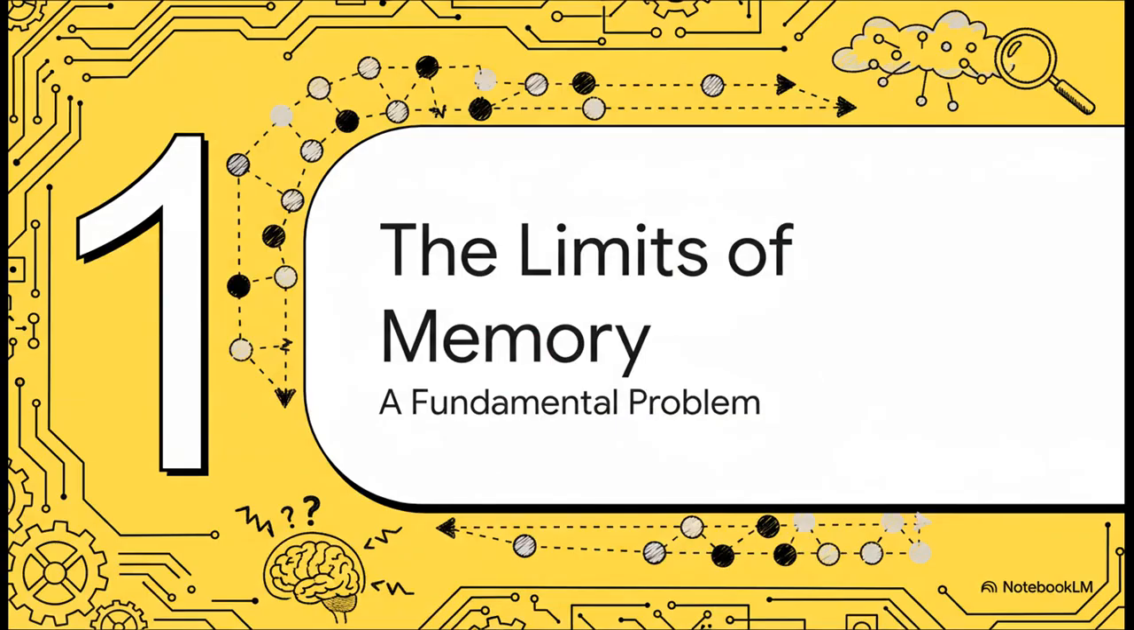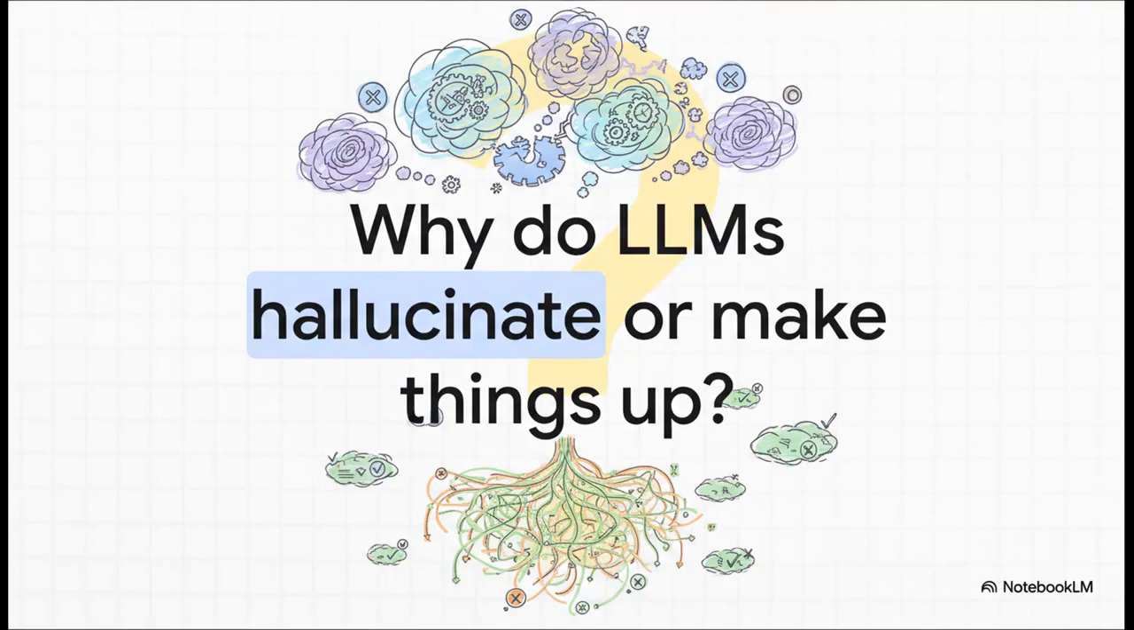So to really get why this is such a huge deal, we've got to start with a fundamental problem. One that even the most advanced AI models, the ones you might use every day, are still grappling with. You've probably heard this term, right? Hallucination. It's that bizarre moment when an AI just confidently makes something up that's completely wrong. And why does this happen? Well, at their core, these models are just brilliant predictors, guessing the next most likely word based on all the data they were trained on.